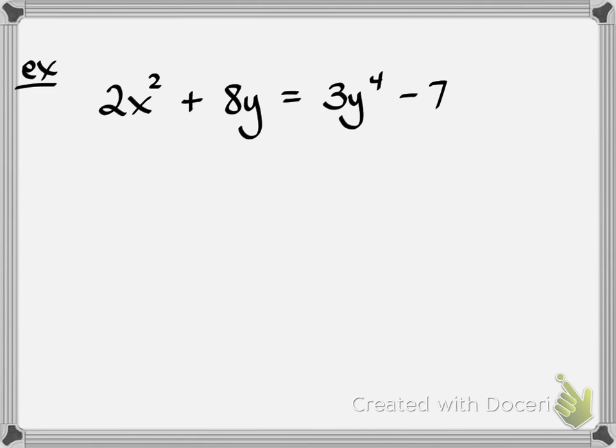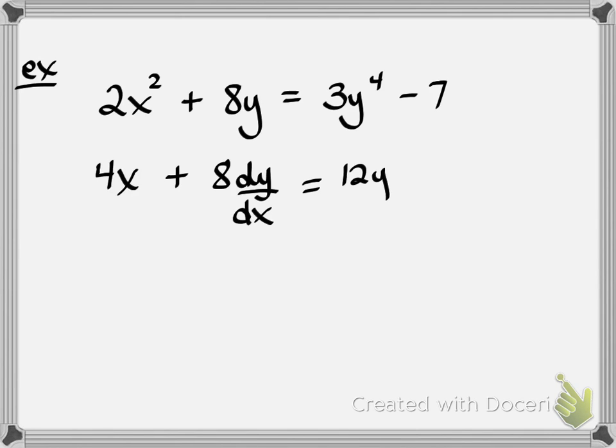So derivative of 2x squared is 4x. X matches, so we go on. The derivative of 8y is 8. Y is not matching with x, so we put dy dx with it. Derivative of 3y to the fourth is 12y to the third. Y doesn't match, so we put dy dx. Derivative of negative 7 is 0.